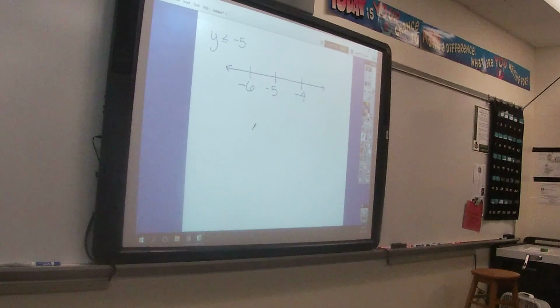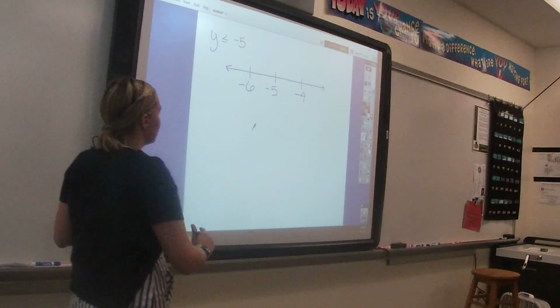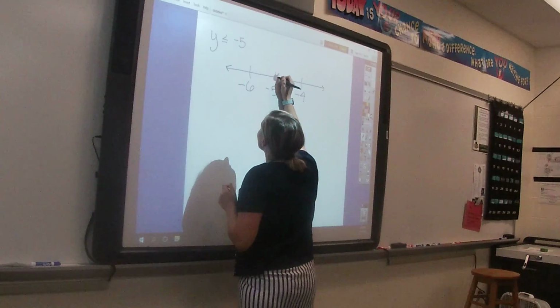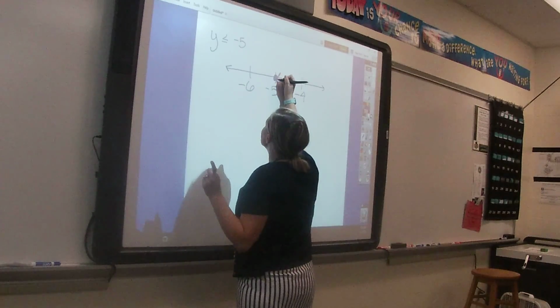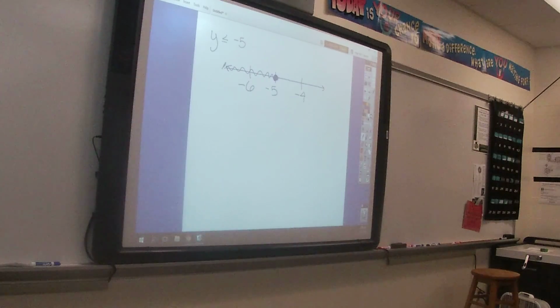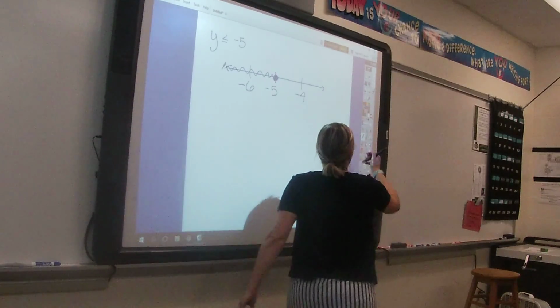Okay, open or filled in circle? Filled. Shade to the left. Is our variable first? Yes, so then we can just shade to the left. Now, overall, this is pretty much all there is to it. This isn't anything that crazy. We just need to look at a couple other weird situations to make sure we would know what to do.